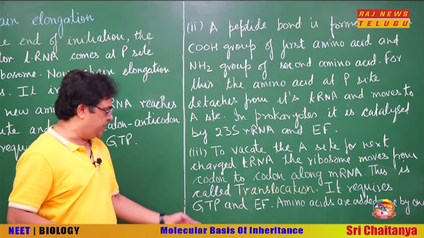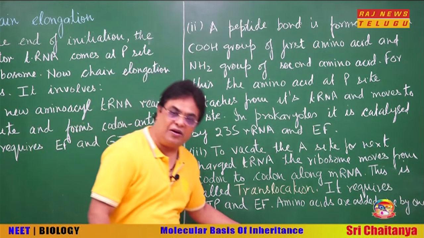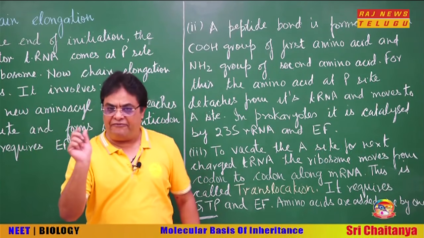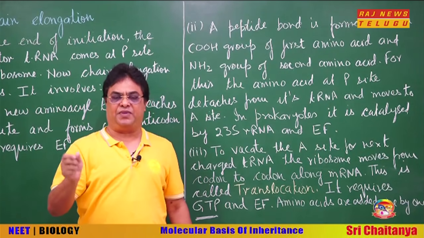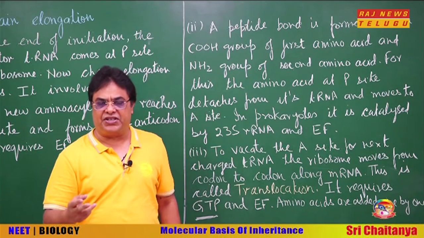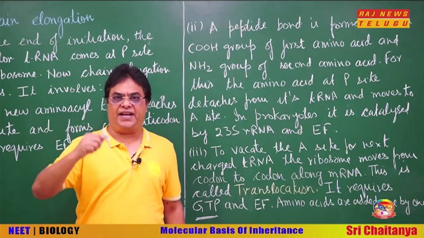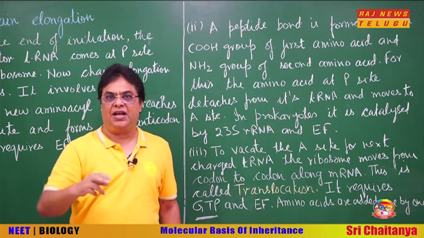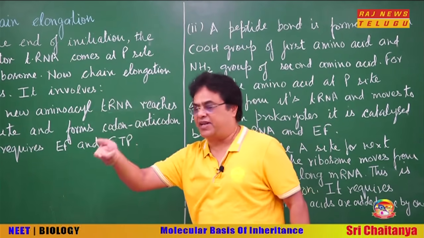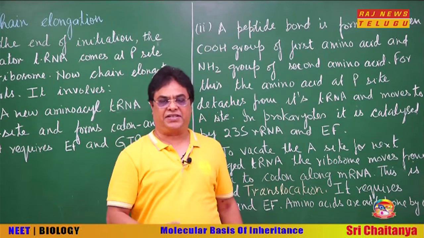Again, for translocation we require the energy molecule GTP and elongation factors. So remember, for every new amino acid that is being added to the growing polypeptide chain, the requirement of energy is 1 ATP and 2 GTP. 1 ATP when the amino acid was activated and charged, 1 GTP when the charged tRNA is attached to the ribosome, and 1 GTP when translocation is taking place.